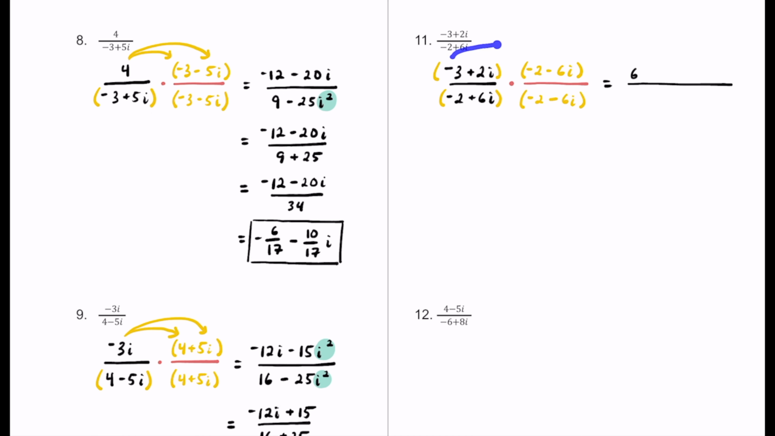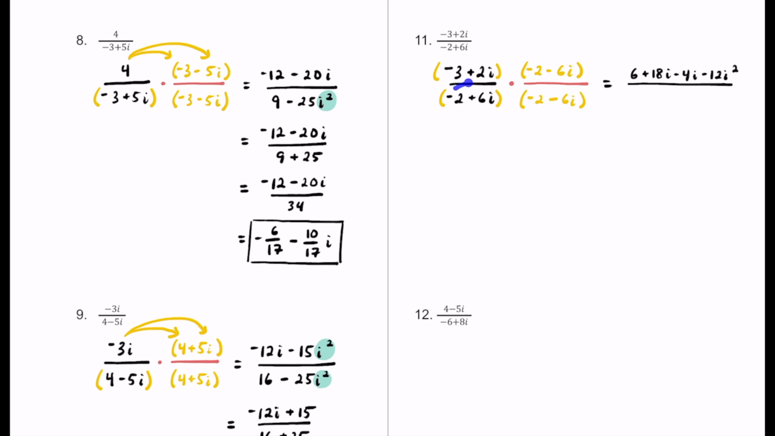Then we take this negative 3 and multiply it by negative 6i. That's going to be positive 18i. So plus 18i. Then we have this 2i multiplied by negative 2. That's going to be negative 4i. And then finally 2i multiplied by negative 6i. That's going to be negative 12i squared.